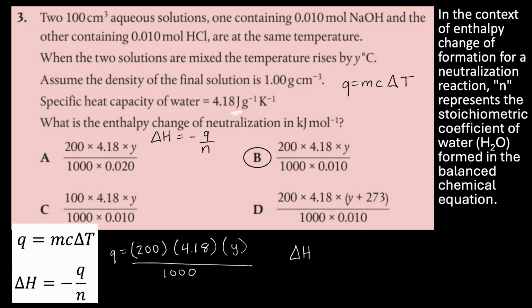So let's go ahead and write out our balanced chemical equation. You can see on the bottom we have our balanced chemical equation. There are no coefficients, which means everything is a 1-to-1 ratio. So if we have 0.01 moles of NaOH reacting with 0.01 moles of HCl, that means we're going to have 0.01 moles of water.